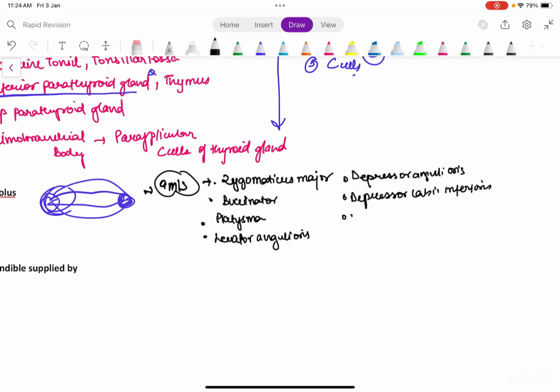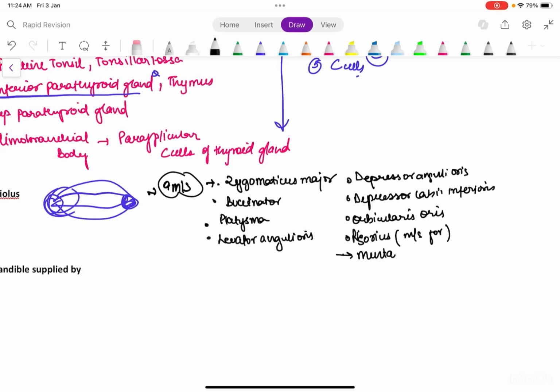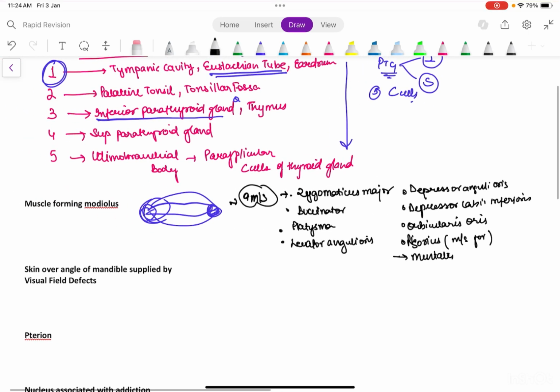The most important muscle is orbicularis oris. After orbicularis we have done 8. Then we have risorius, the muscle responsible for grinning, right? Then mentalis. So the question was: which of the following is not a component of the modiolus, and there was an option of zygomaticus minor. In this list you cannot see zygomaticus minor, so that is why this was correct.